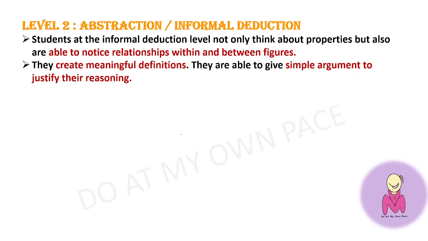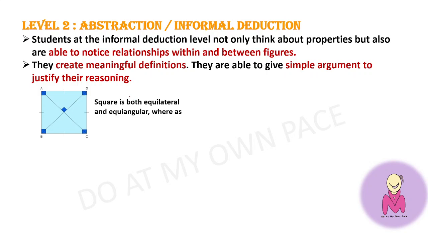Next we have level 2, abstraction or informal deduction. The students at the informal deduction level not only think about properties but are also able to notice relations within and between the figures. They create meaningful definitions. They are able to give simple arguments to justify their reasoning. What they lacked in level 1, they will achieve in level 2. If you give them a square, they used to say it has 4 equal sides, but now they can give a particular word or define that it is both equilateral and equiangular, whereas a rectangle is just equiangular.